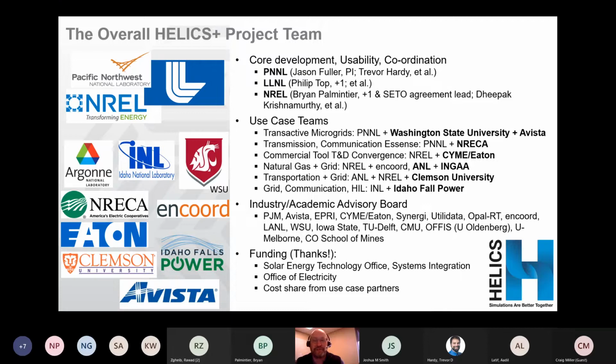And then, of course, this team that we have here represented a really strong industry and advisory board. And then always have to thank our funders, of course, Solar Energy Office, Systems Integration, Office of Electricity, and a big thank you to all of our cost share partners here also.